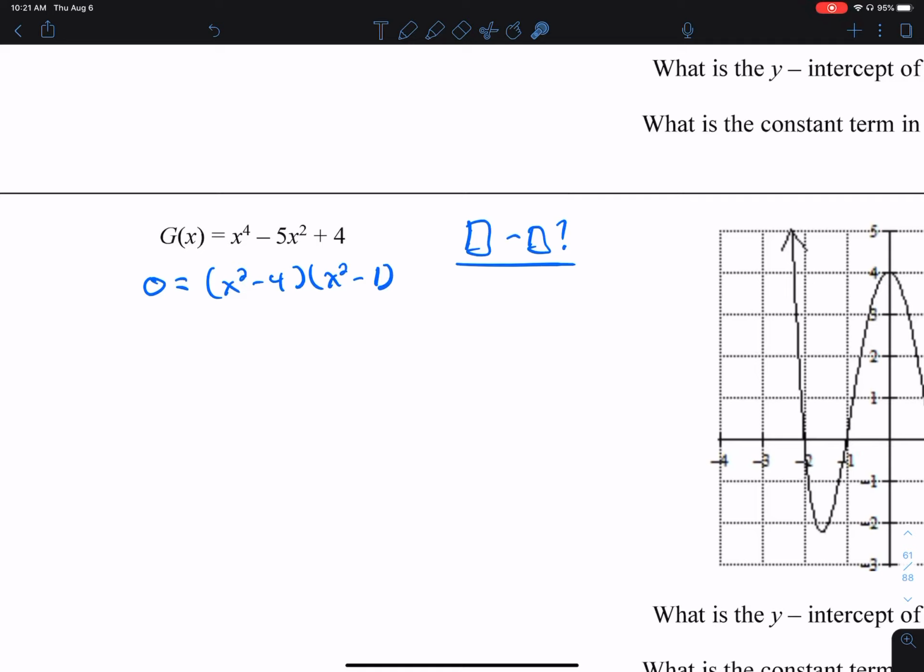To be a difference of two squares, this has to be a perfect square, which it is. This has to be a perfect square, which it is. This has to be a difference. Yes to all those. So it factors into x minus 2 and an x plus 2.